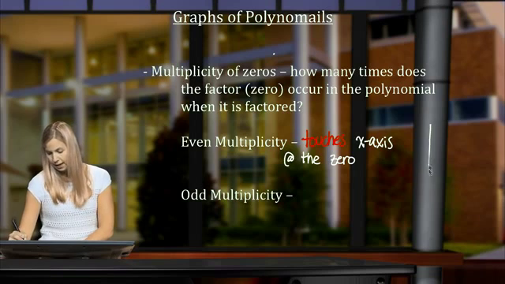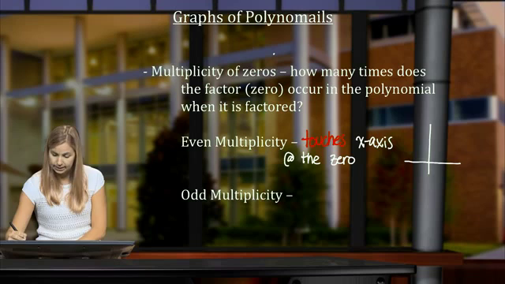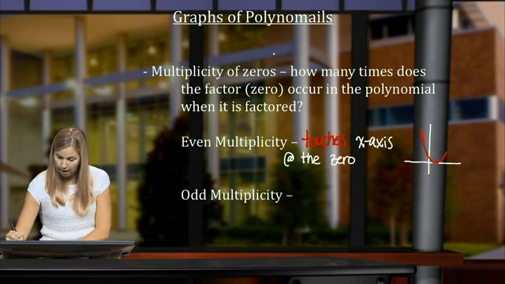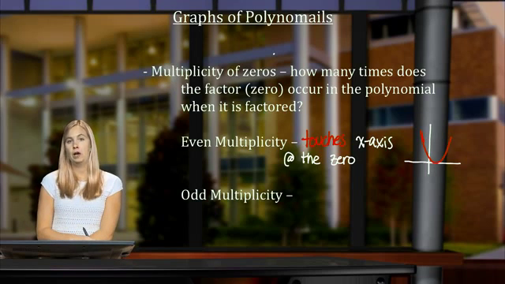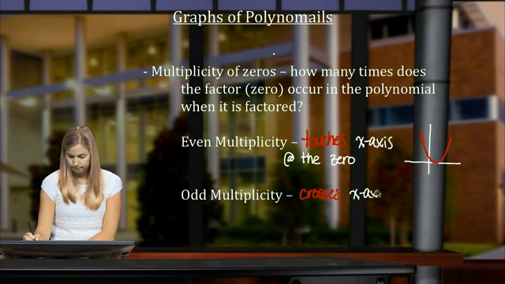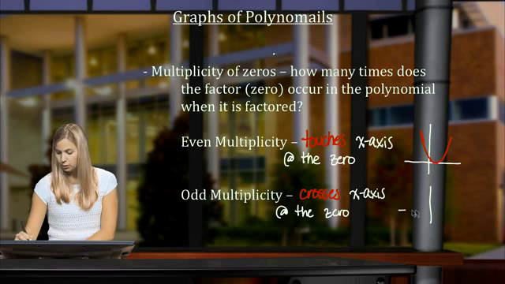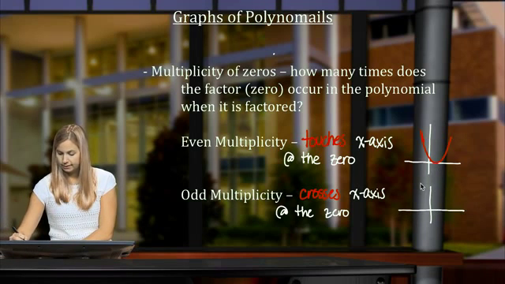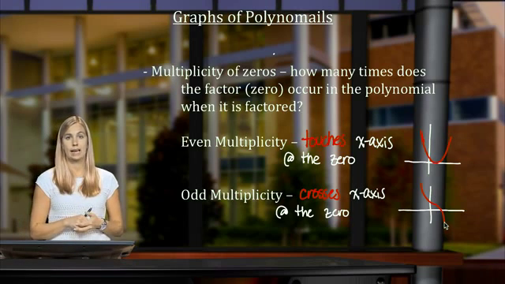So if I think about what that looks like, if I have an x-intercept that just touches the x-axis, it's going to come down, touch the graph, and then turn around. Now if you have an odd multiplicity, then the graph crosses the x-axis at that zero. Again, what does that look like? If I'm crossing the x-axis, it's going to come down and go straight through the x-axis at that value.